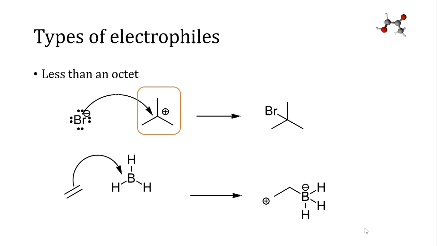Here is an example where our electrophile is the boron atom. It only has 3 bonds, and so it has less than an octet. But because of boron's valence, 3 bonds for boron is a neutral molecule.